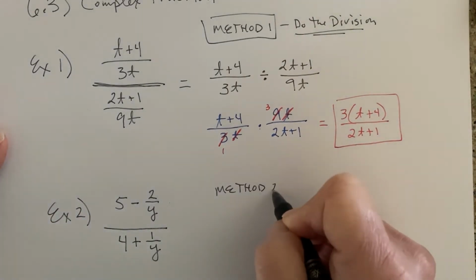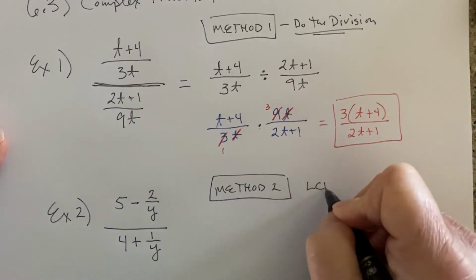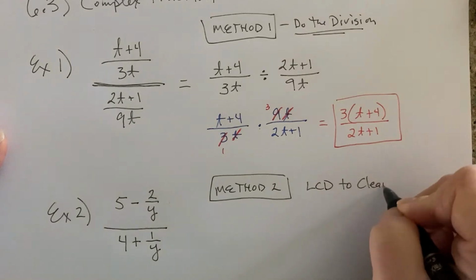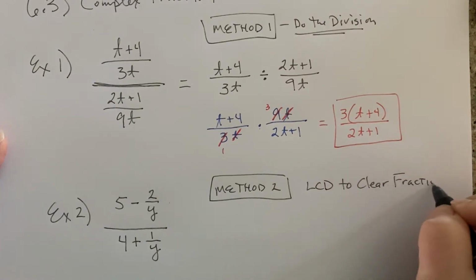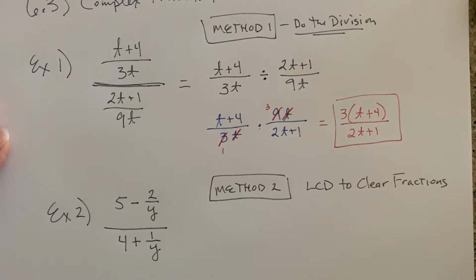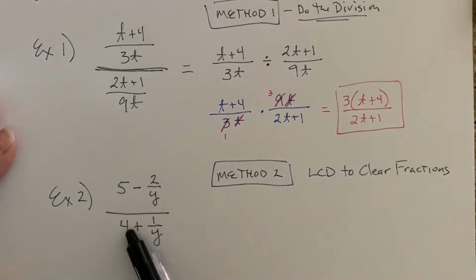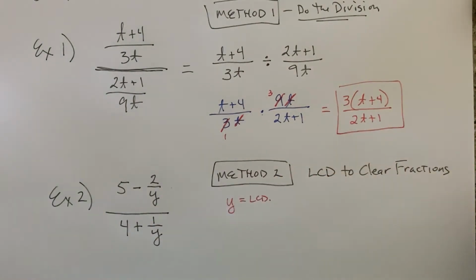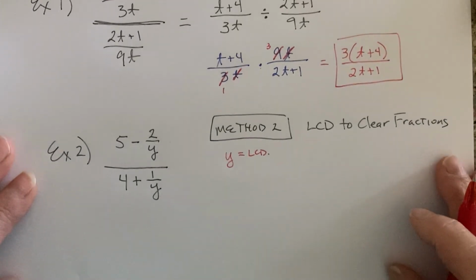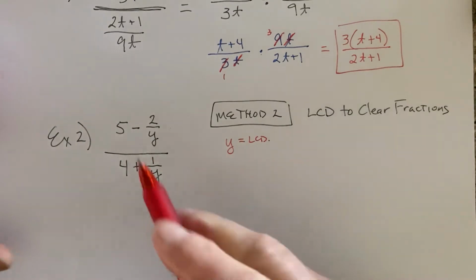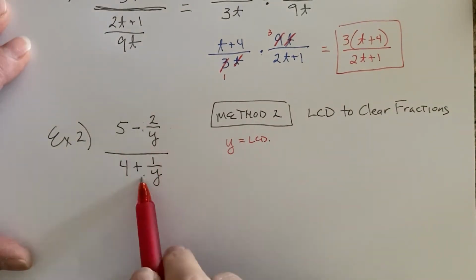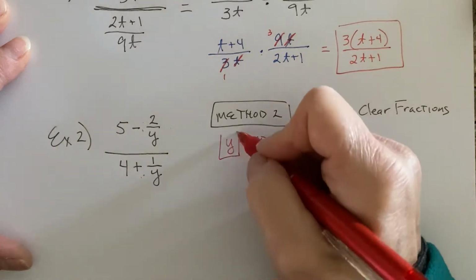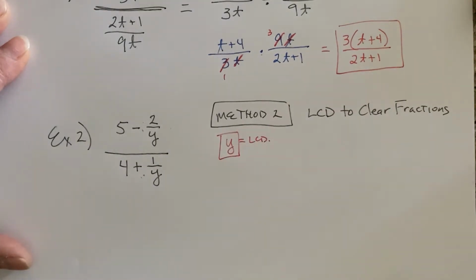Method 2 is using the LCD to clear the fractions. So I look at all of my denominators and I can see that it's just y. So y is the LCD. So the first thing to do is to find what the LCD is, and now I'm going to multiply both top and bottom of my complex fraction by the LCD y. So it looks like this.